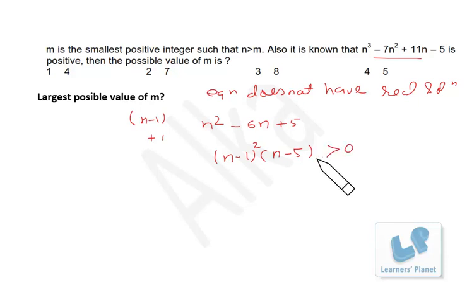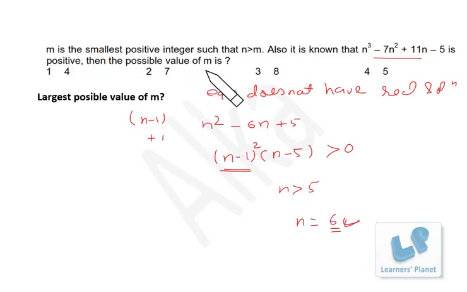Okay, since we have been asked that it should be positive, it should be strictly positive, even you cannot include 0, right? So it should be greater than 0, you cannot take greater than or equal to 0. Now since n minus 1 is in a whole square, it will not make any impact. So n minus 5 has to be greater than 0, that means n has to be greater than 5. So the least value of n will be 6, because n has to be an integer that is greater than 5. So the smallest integer that is greater than 5 is 6.